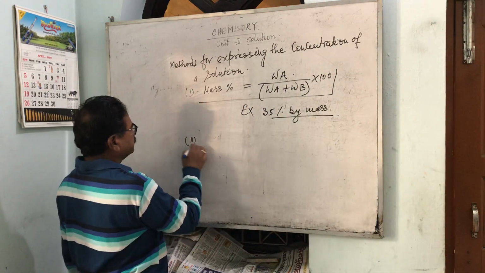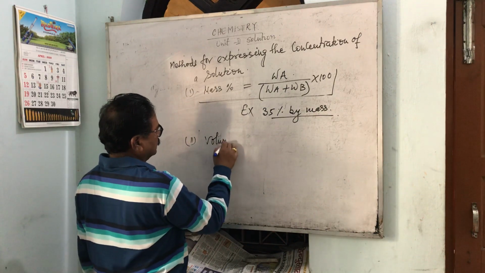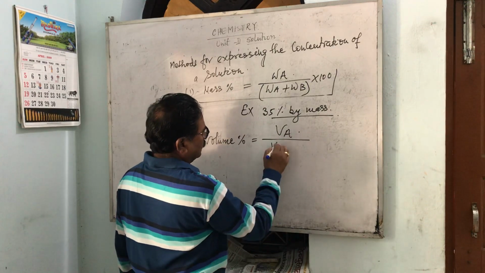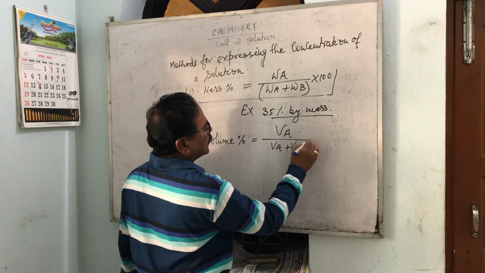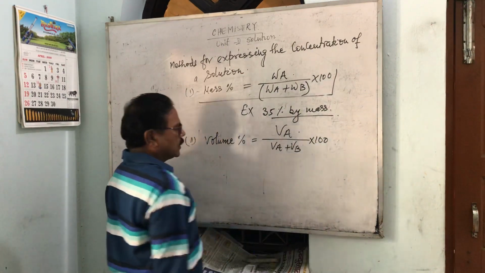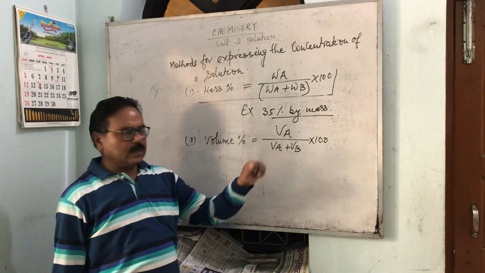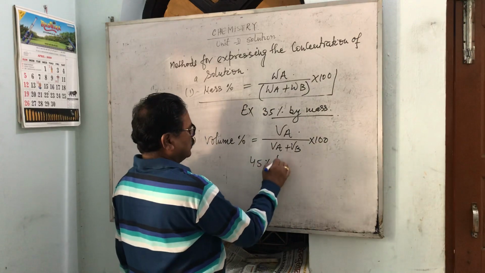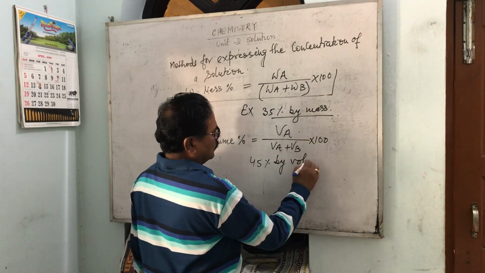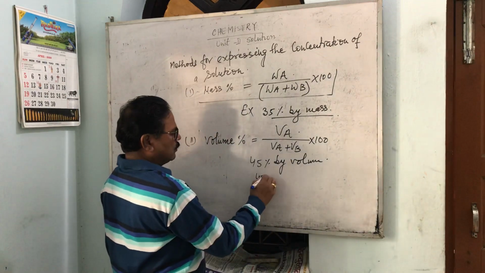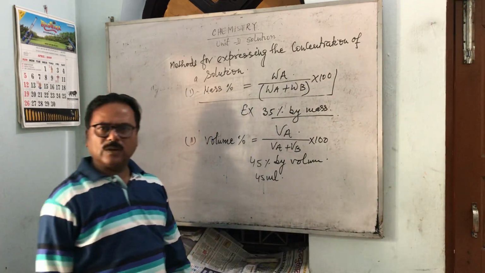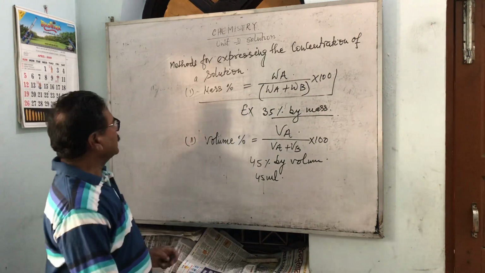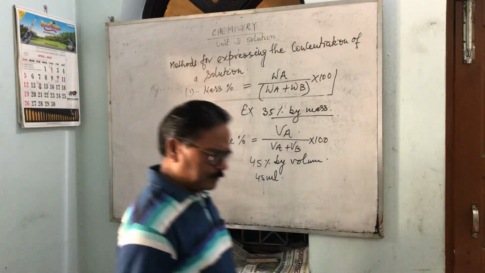Now another is volume percent. This is VA plus VB multiplied by 100, that is, the volume of a component present per 100 parts by volume of solution. For example, 45% by volume means 45 ml of the solute present in 100 ml of solution. So this is known as the volume percent. We take this as the third one.